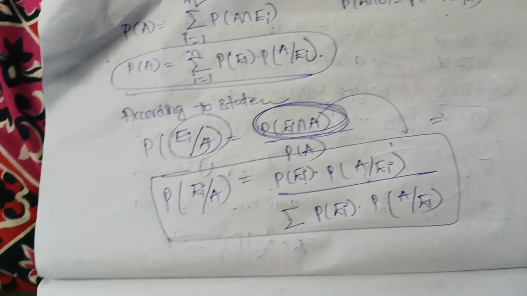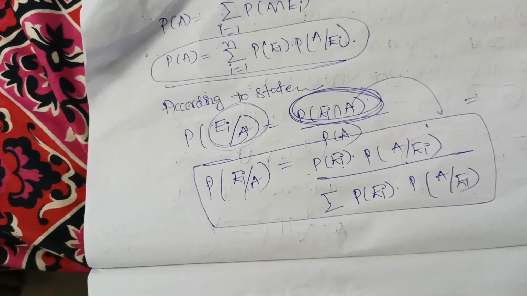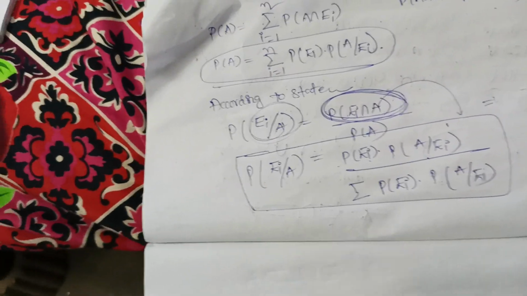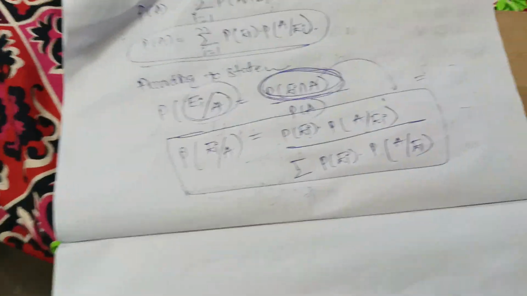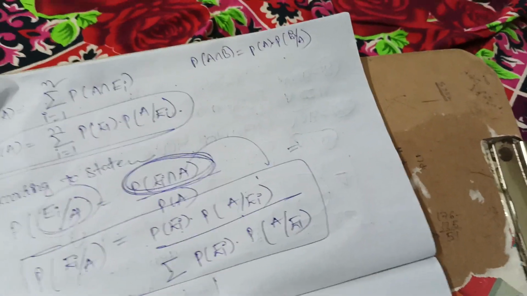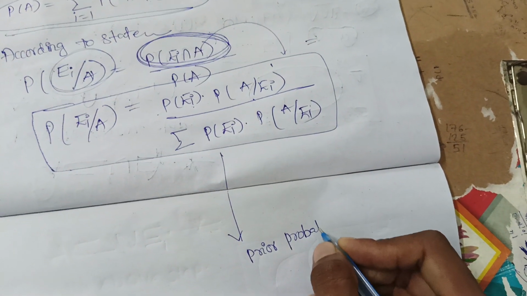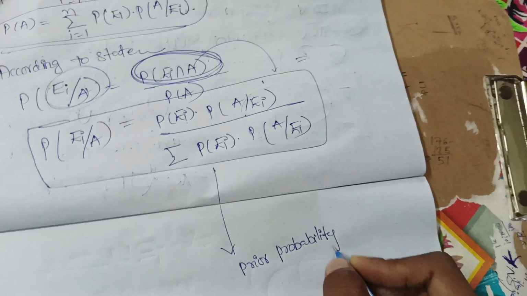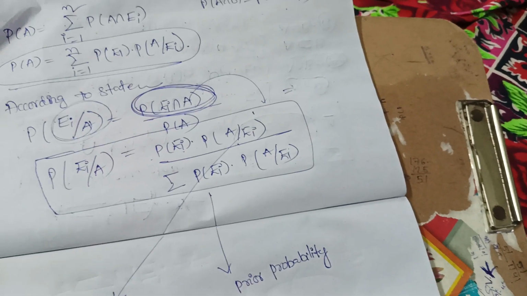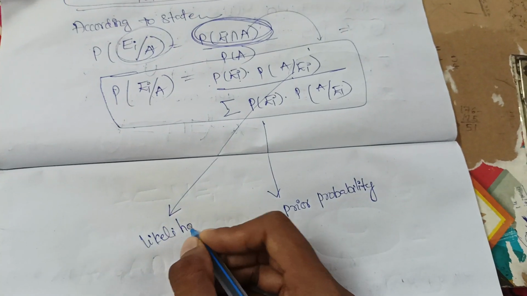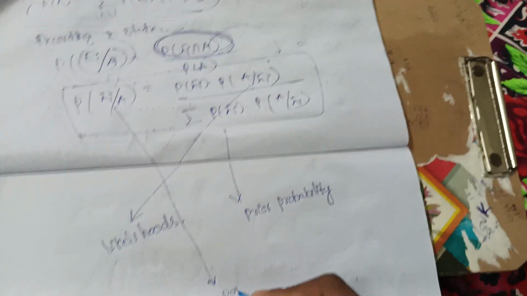In this Bayes theorem we have to identify some terms like prior probability, posterior probability and likelihoods. Here P of Ei is called the prior probability. P of A given Ei is a likelihood, and our required probability is called posterior probability.